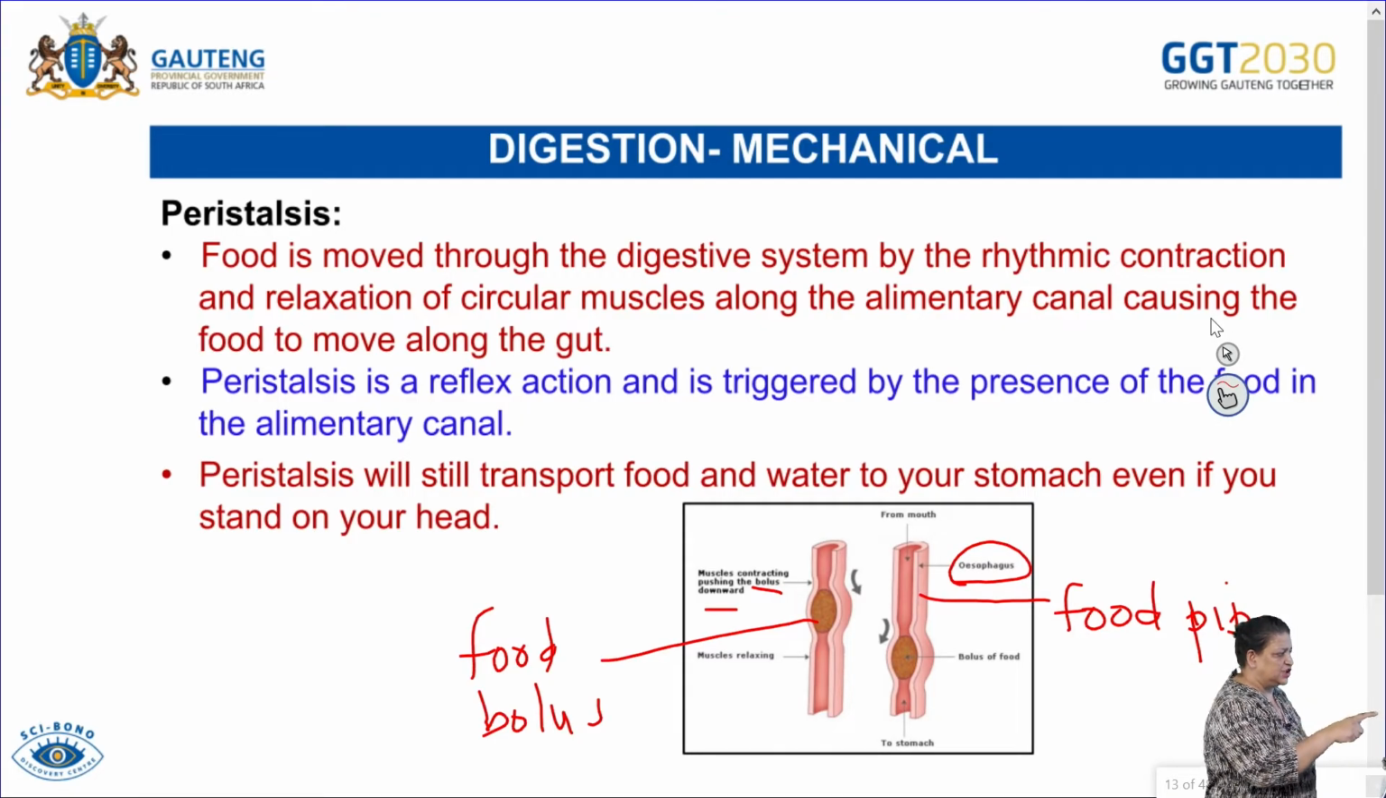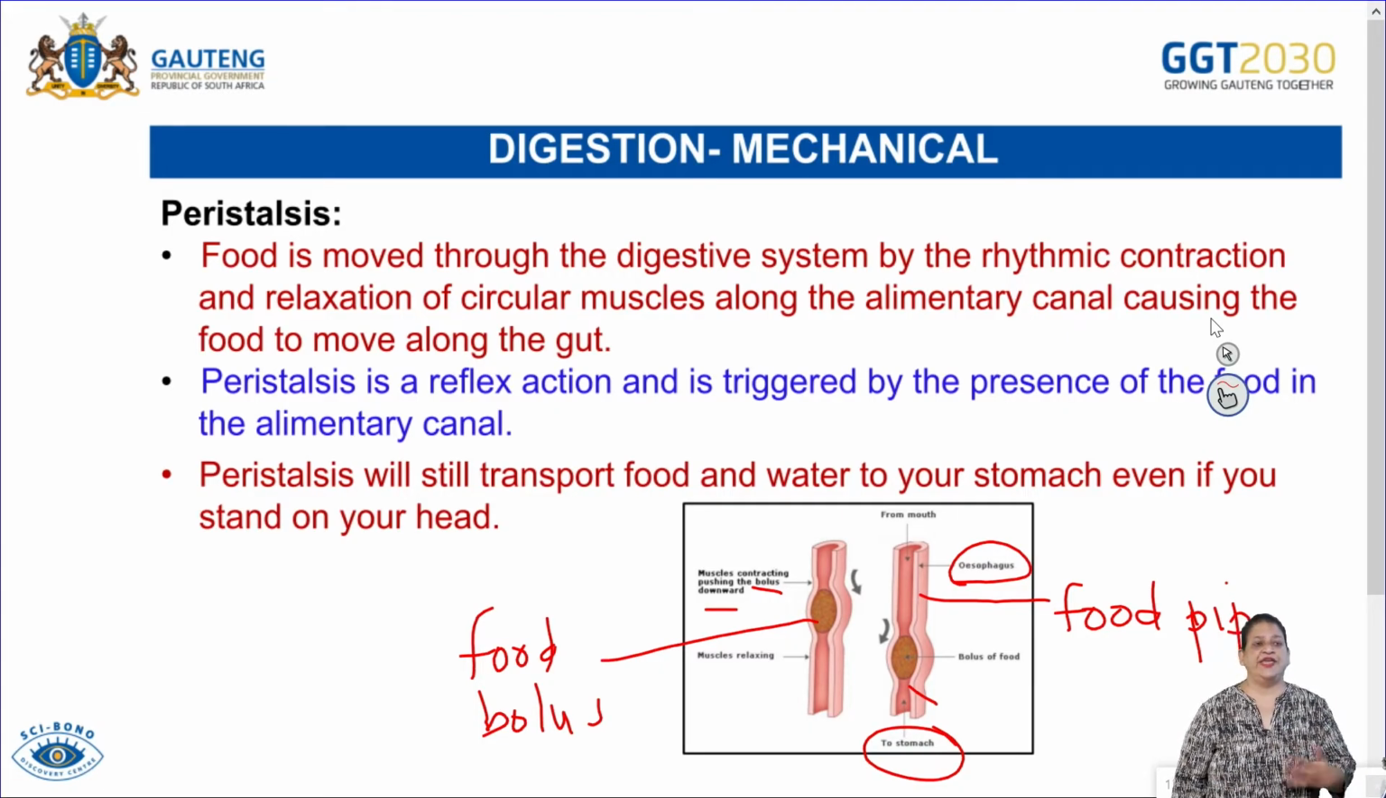So the circular muscles will contract above, the longitudinal muscles will relax, and they contract and relax and push the food down to the stomach. So this is what peristalsis is. What is it? It's a muscular contraction that pushes the food down. All right? And the minute the food is in your mouth, peristalsis will already start. It's preparing for the food to go down.